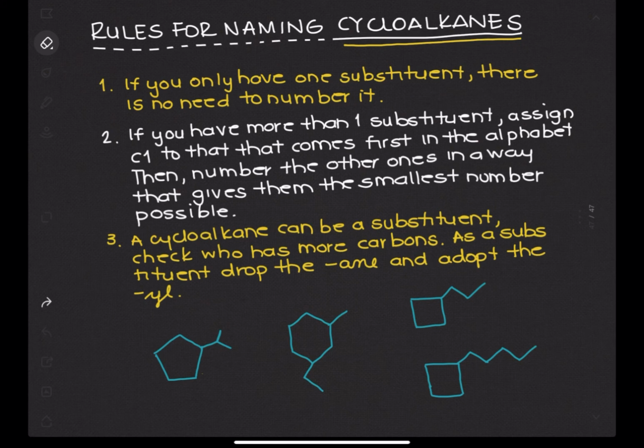The first rule is if you only have one substituent, there is no need to number it. The example of the first rule can be seen here in this one. We only have this substituent right here. So we just put the two names together. So this would be isopropylcyclopentane.